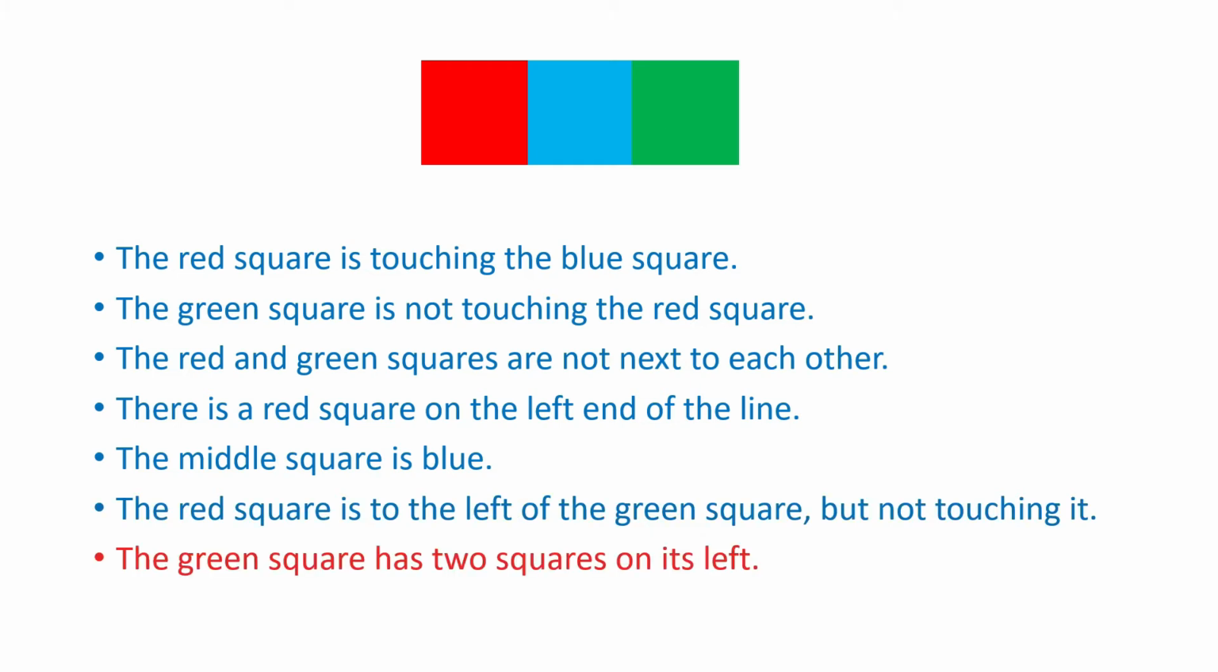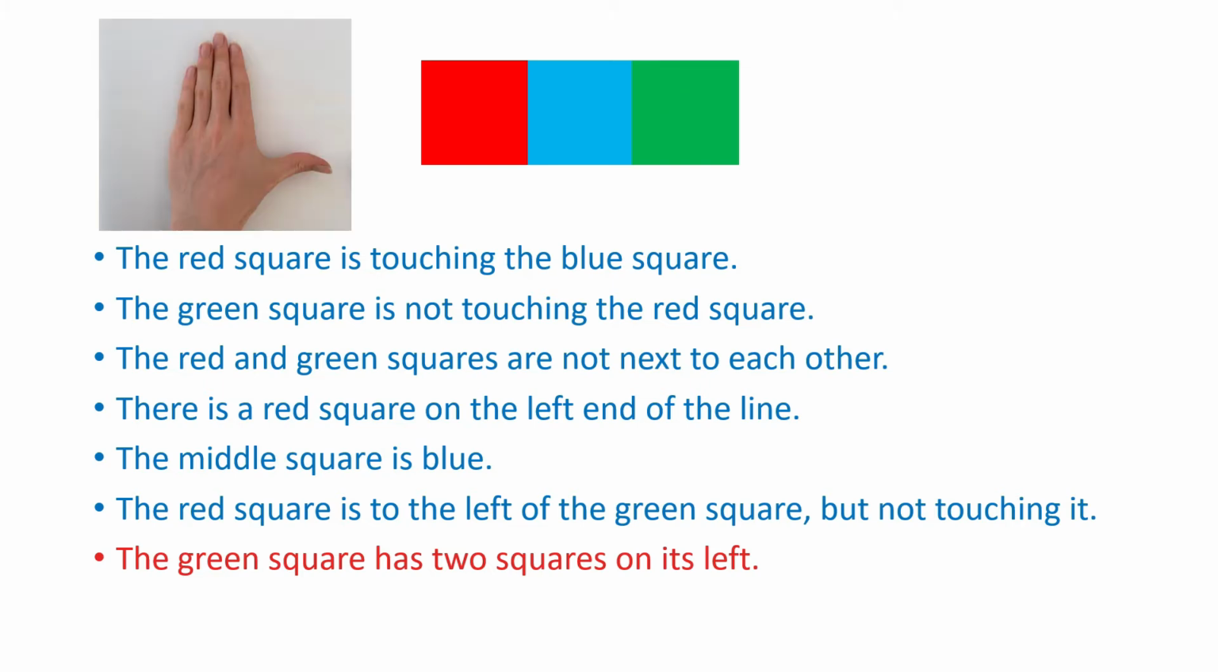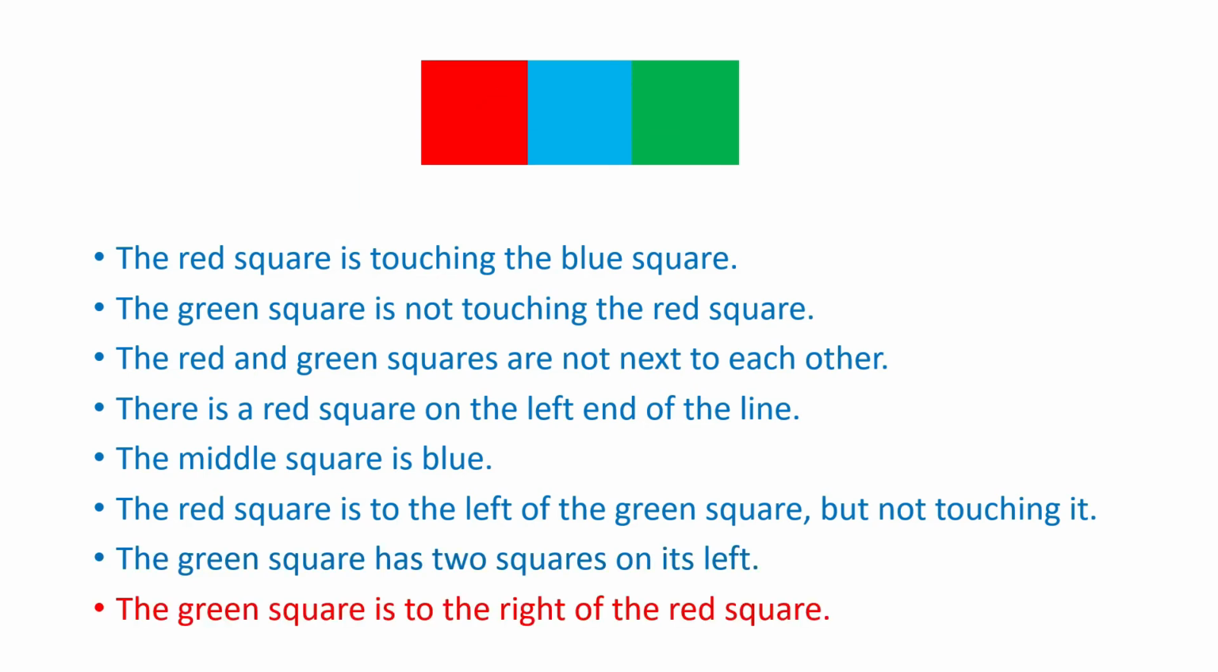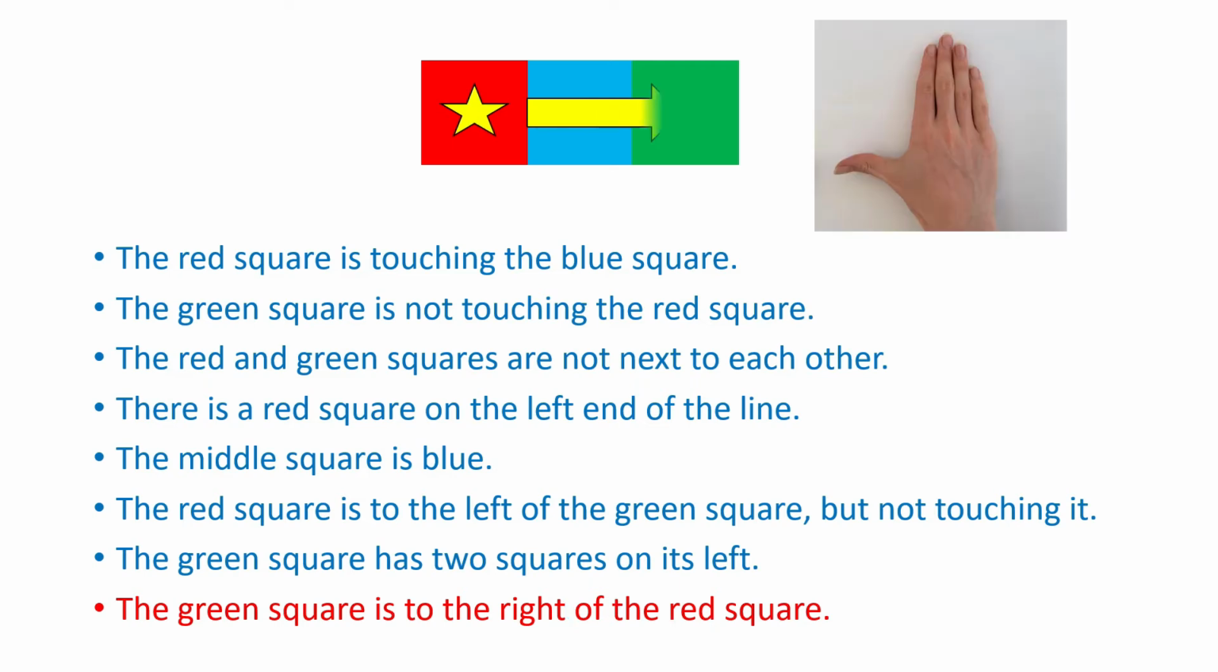The green square has 2 squares on its left. That's because if we start at the green and move to the left, we go past 1 square and a second square. The green square is to the right of the red square. Let's look for the colour after the of. So if we start at red and move right, we will go past the green square.